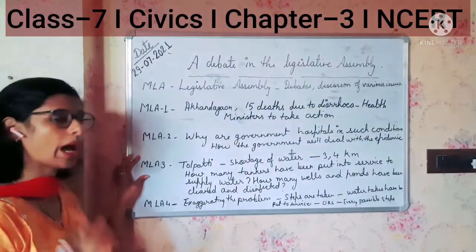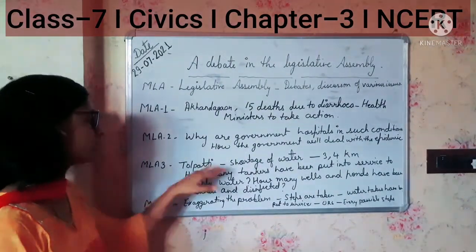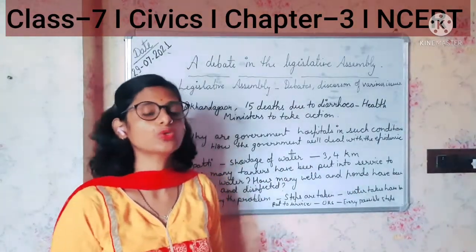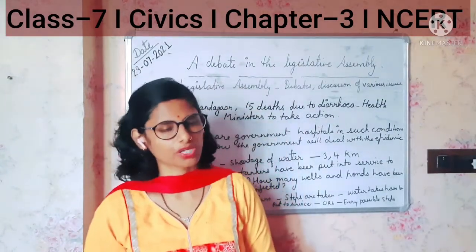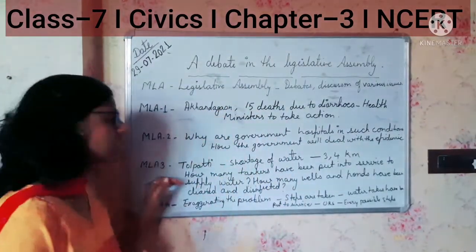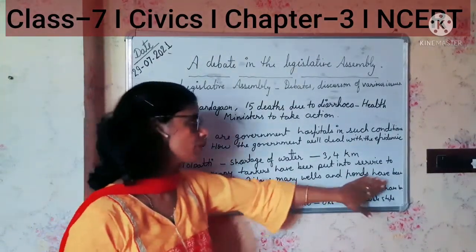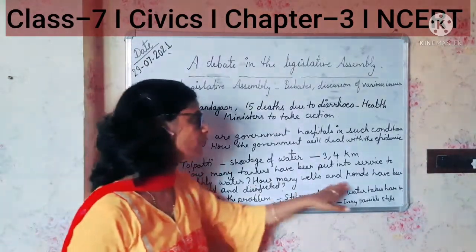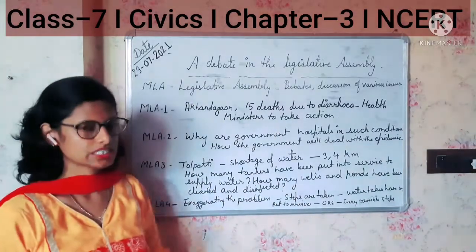The third MLA stood and said that in my village, Tolpatti, there is a shortage of water. The women have to run 3-4 kilometers to bring water to their village. So they are asking the government how many tankers have been put into service to supply water, and how many wells and ponds have been cleaned and disinfected.